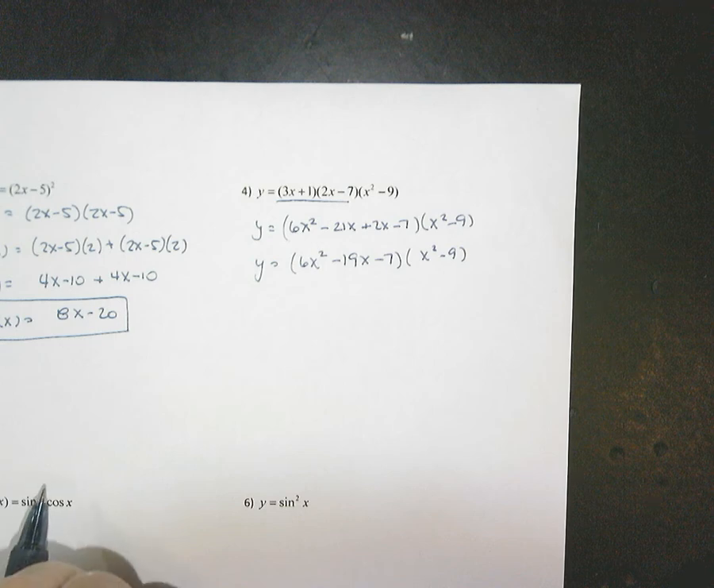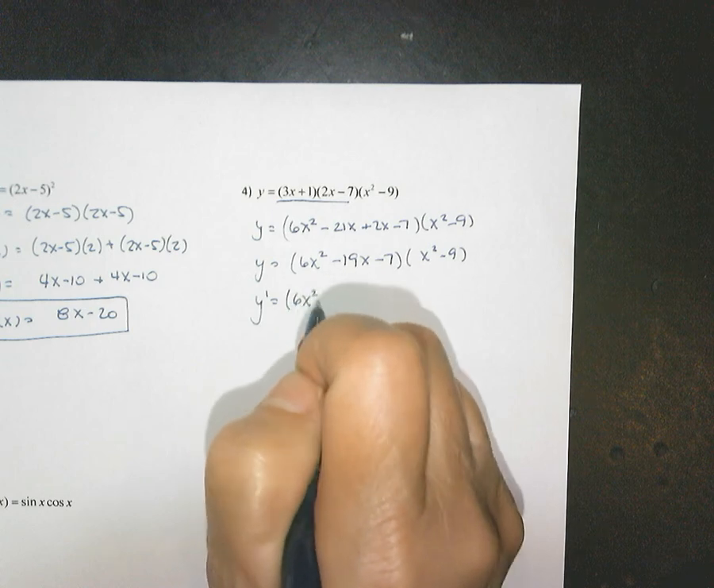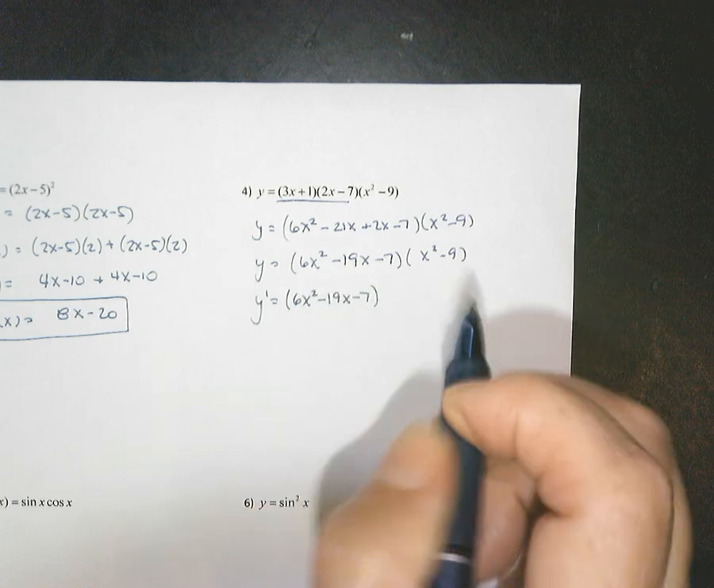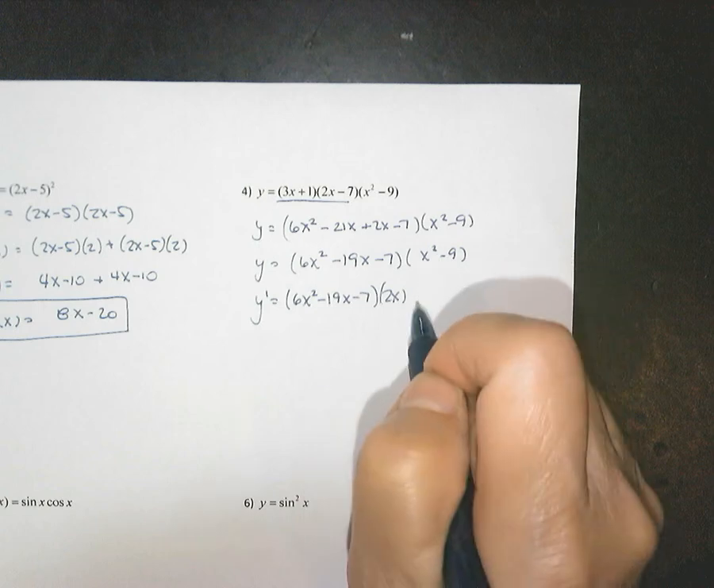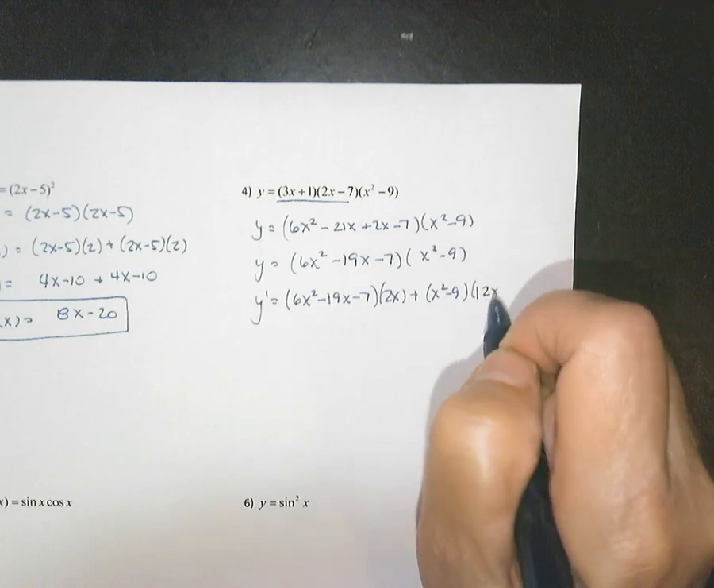Then I'm going to do my derivative. So y prime is, I've got the first times the derivative of the second plus the second times the derivative of the first.